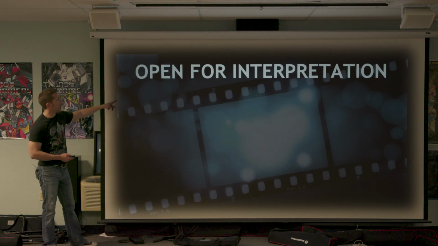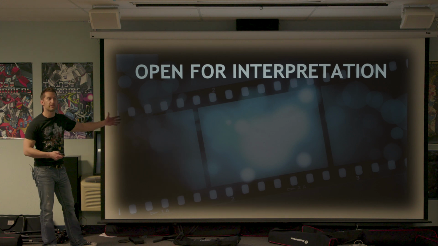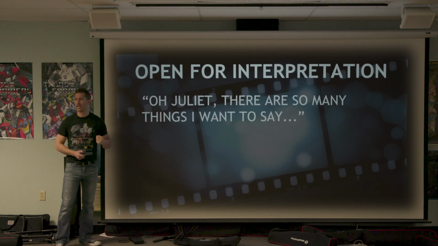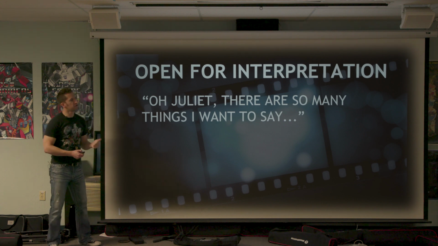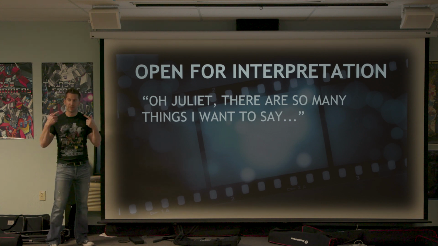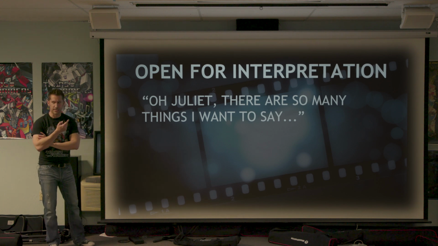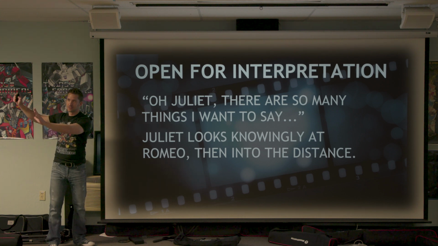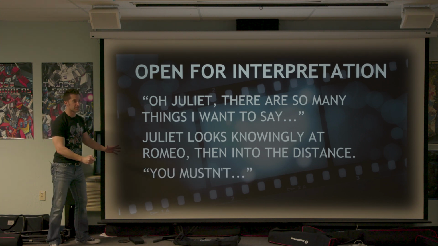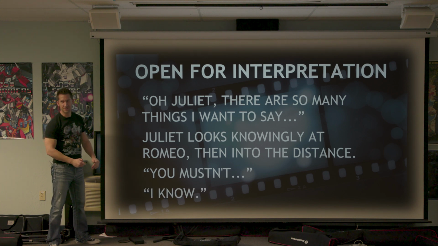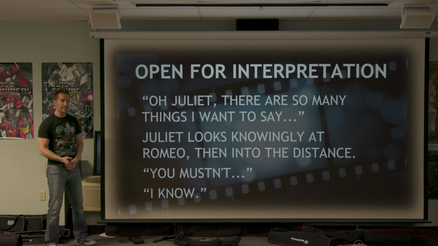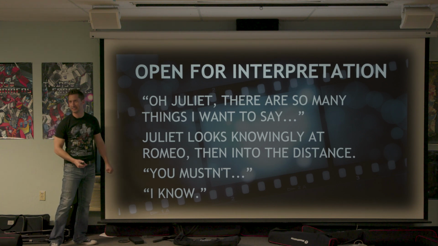But we can leave this more open to interpretation. We can rewrite this scene. For example, "Oh, Juliet, there are so many things I want to say." Okay, well, now I'm intrigued. What does Romeo want to say? Well, now I'm thinking about it already. What is he trying to say? Why can't he say it? Juliet looks knowingly at Romeo, then off into the distance. "You mustn't." "I know." Okay, well now I'm like, oh, what's he not saying, and why mustn't he say it?